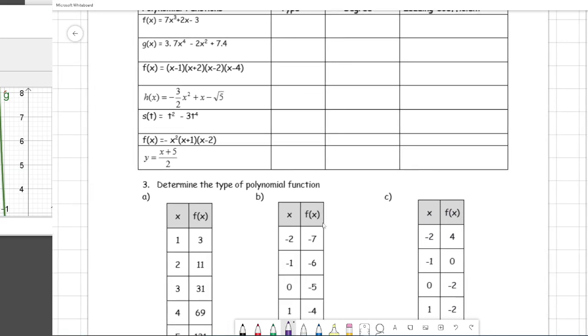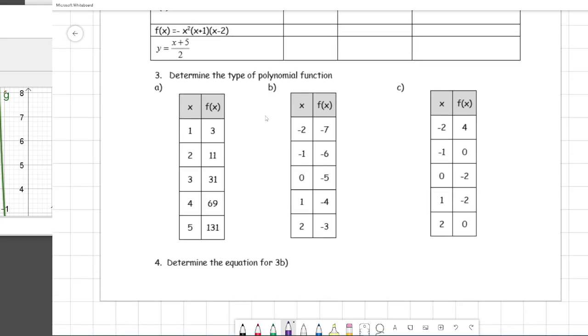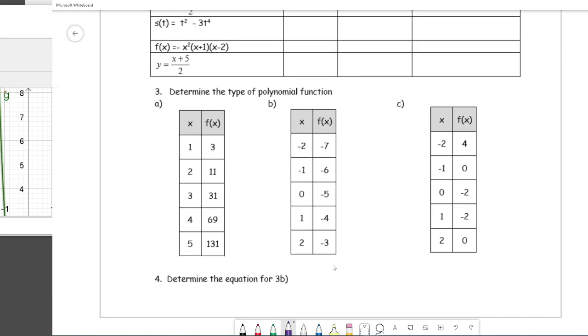So, for example, down here, they give you some tables, and they don't tell you what function this is. So it's up to you to recognize what kind of function you're looking at. And to do that, you would do first differences and second differences and third differences as needed.